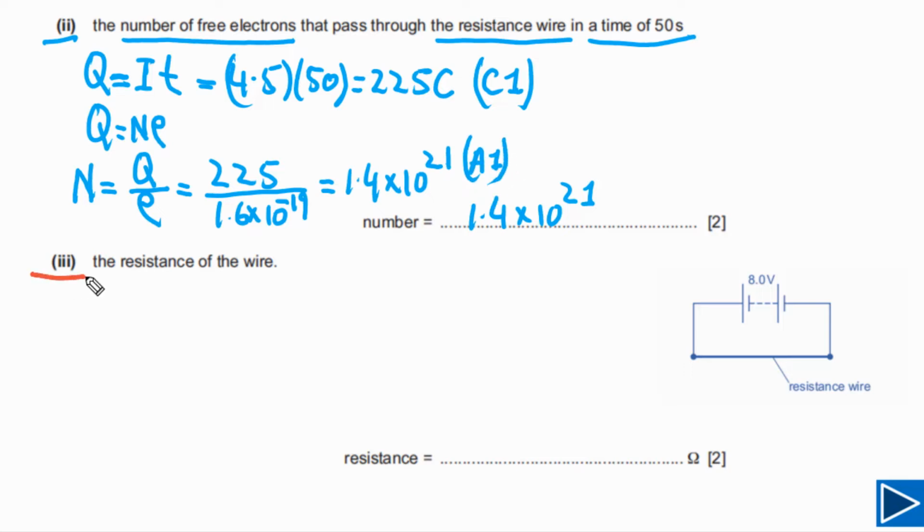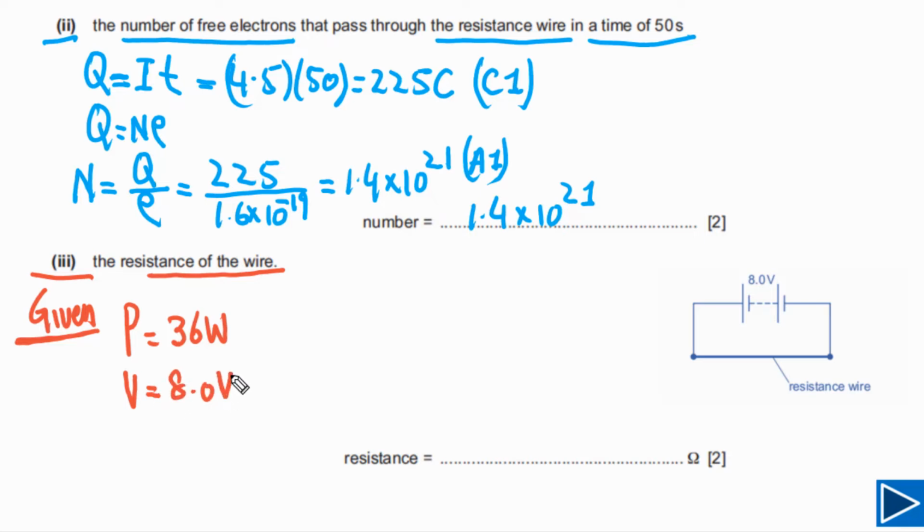For the next part, we need to calculate the resistance of the wire. So how can we find the resistance of the wire? The best way to start this one is by writing what is given to us and what we have calculated for this wire. For this wire, the power dissipated by the wire is given. That was equal to 36 watts. We have also found the potential difference across the wire. That was equal to 8.0 volts. And we have calculated the current in this wire. And that one was equal to 4.5 amps.